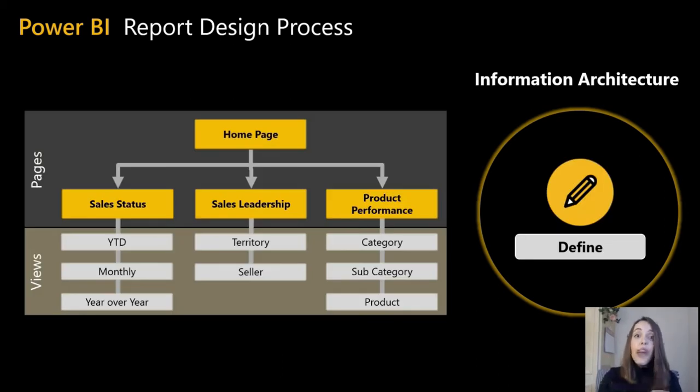So now that we're pretty much finished with the discovery phase, we know the problem we are trying to solve, we know our data, we know our audience, we have gathered our requirements, we can finally start defining what we are actually going to build. And the first step in this phase is information architecture.